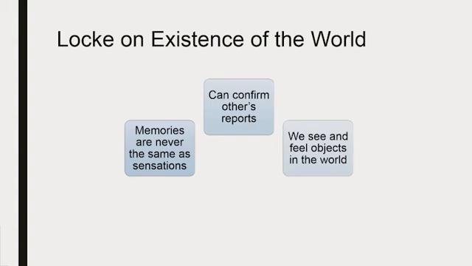And all of these things, Locke says, proves the existence of the external world. So that we see and feel objects in the world, that we confirm other people's reports, that we can't simply shoo away sensations like we can memories, and sensations are more vivid than memories. The fact that all of those is true tells us, Locke says, that there is in fact an external world, and those objects in the world have primary qualities, qualities that are a product of their construction.